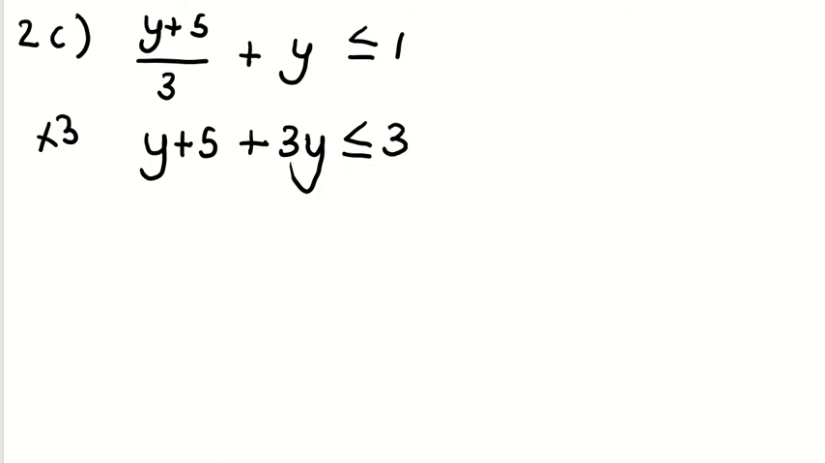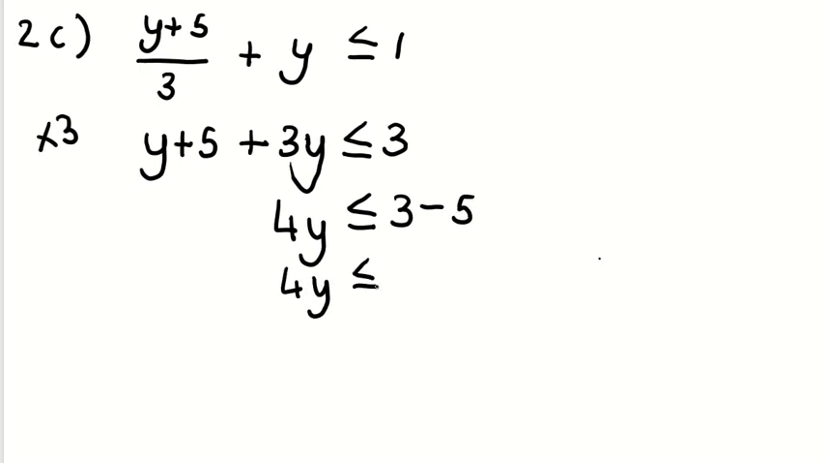Okay, dan wil ek ons nou die y alleen hê. So it's going to be 4y on this side smaller or equal to 3 minus 5. So it's 4y smaller or equal to minus 2.